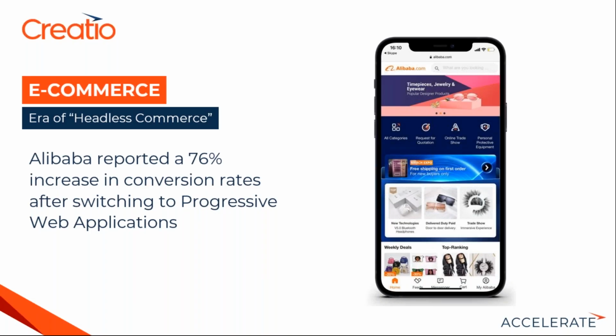In e-commerce, organizations are utilizing software and technology to provide very personalized experiences to their customers. And what that does is it no longer takes that shotgun approach. When you log into an e-commerce site, you're really getting a personalized offer. In this example, Alibaba reported a 76% increase in conversion rates after switching to progressive web applications. So again, having that uber personalized experience helps e-commerce sites convert more customers.